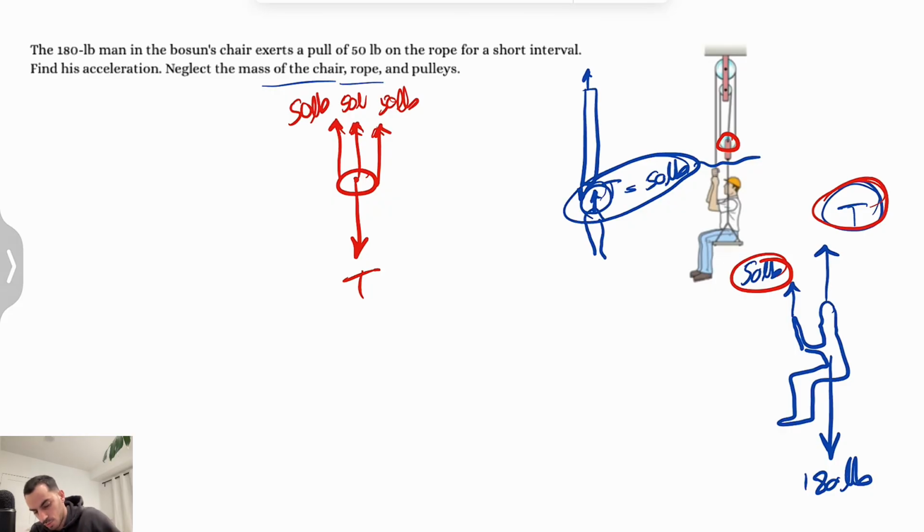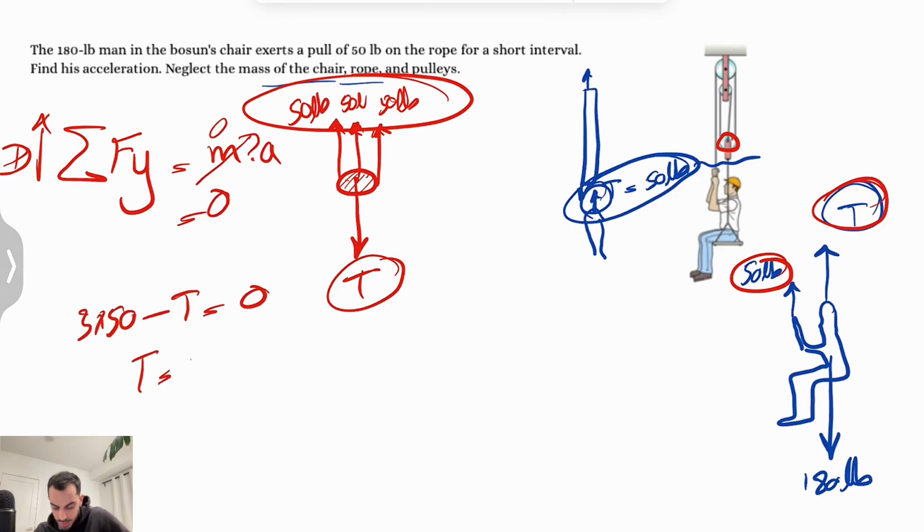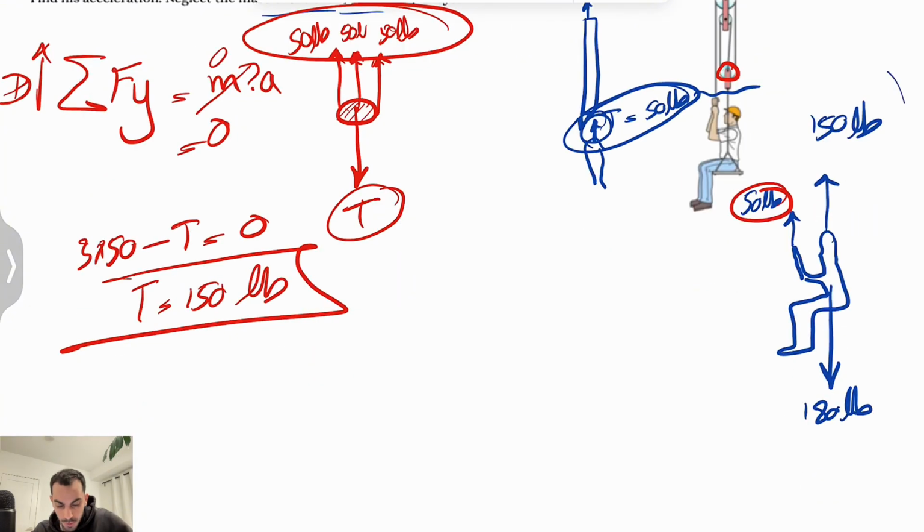Since we are moving, we need to figure out the acceleration of this guy. The sum of all forces in this direction is mass times acceleration. Obviously, the mass that we have in here is the mass of the rope and the pulley, which from the question we can neglect. So this will be equal to 0. If that's 0, the forces that we have are 3 times 50 minus T equals 0, which means T is 150 pounds. So now we figure out that this T is actually 150 pounds.